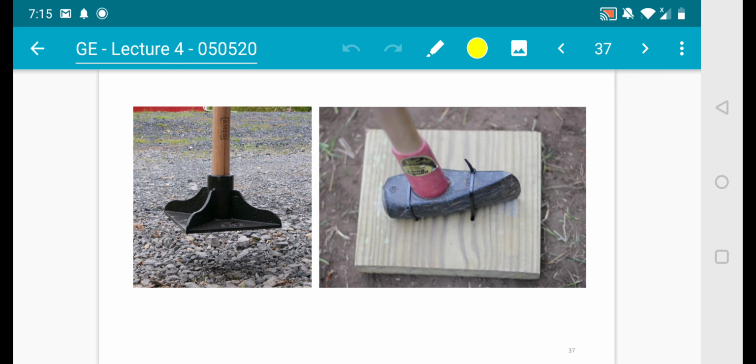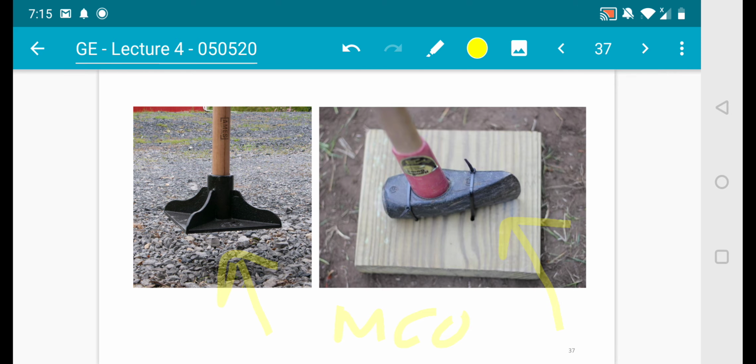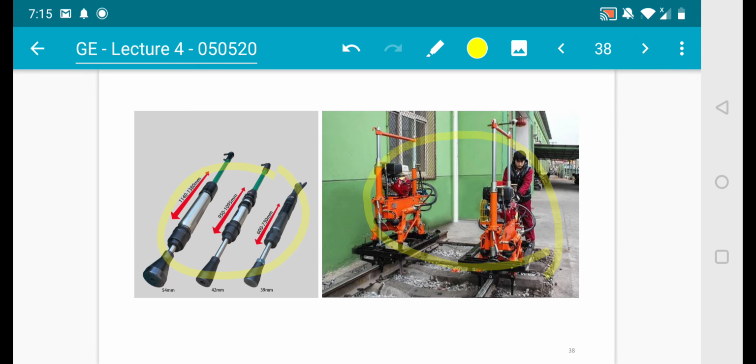So these are the manual tampers. A standard one may look like this, but you can always DIY your tampers. This is a pneumatic tamper, and this is a gasoline piston driven tamper. So there are three types of tampers. Now we can decide which one is faster or which one is easier to utilize at site.